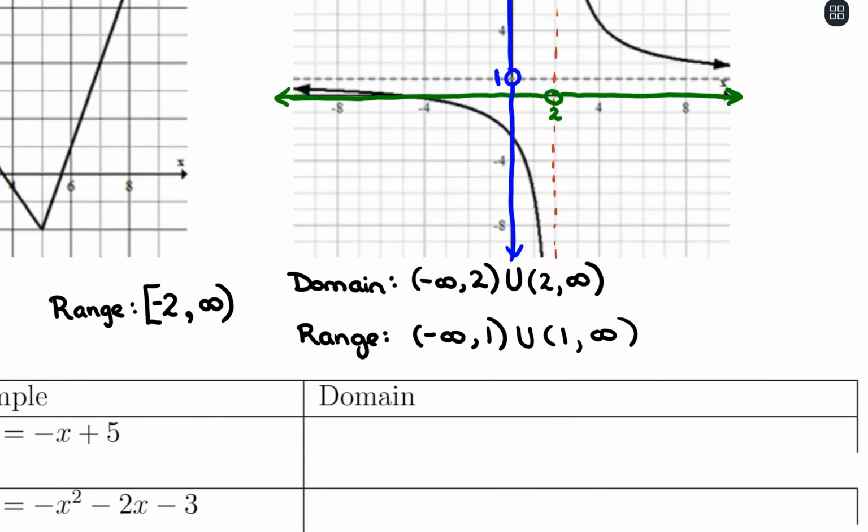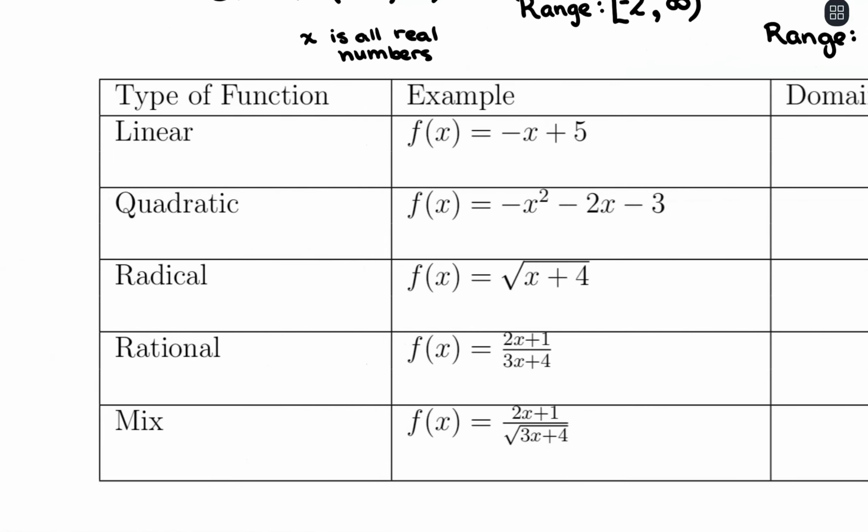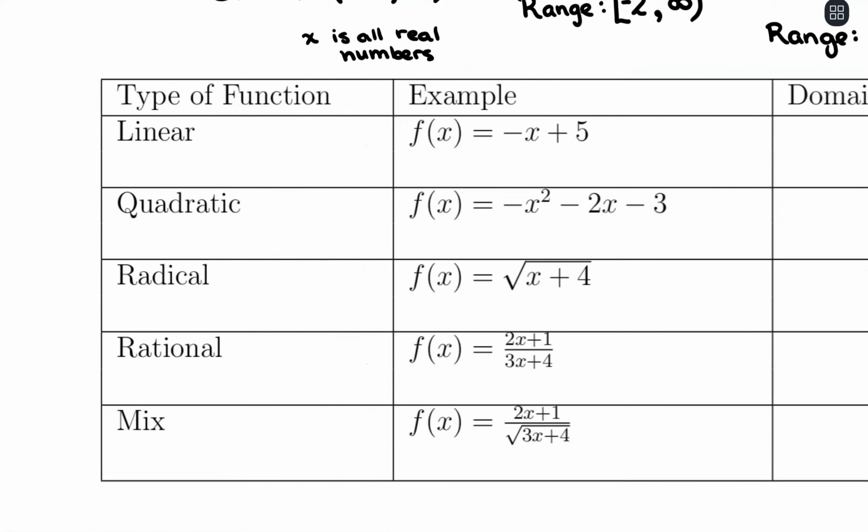All right, so that's reading it from a graph. Now let's talk about algebraically. What we'll need to do when we're finding the domain algebraically is think about what type of function we're working with. So a linear function would be our y equals mx plus b. A quadratic function would be y equals ax squared plus bx plus c.